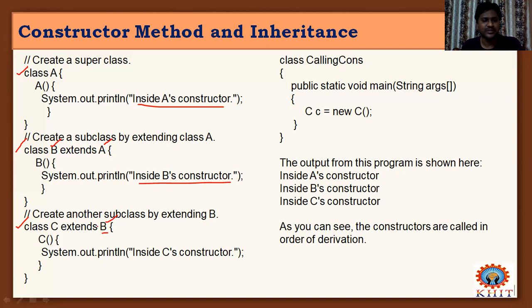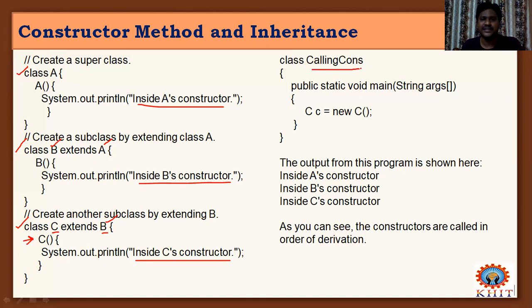Now it becomes superclass to class C. And this class C has another constructor, the C constructor, displaying inside C's constructor. These are the behaviors and properties of the classes defined here: A, B, C.